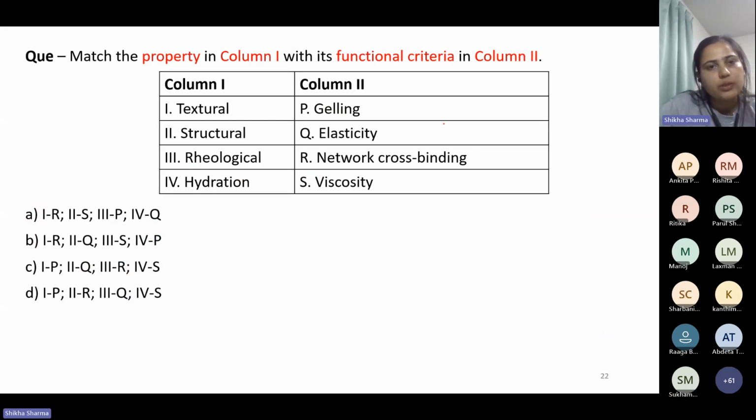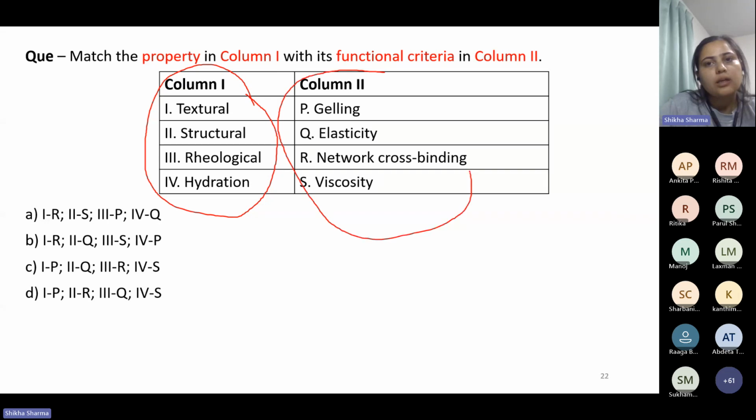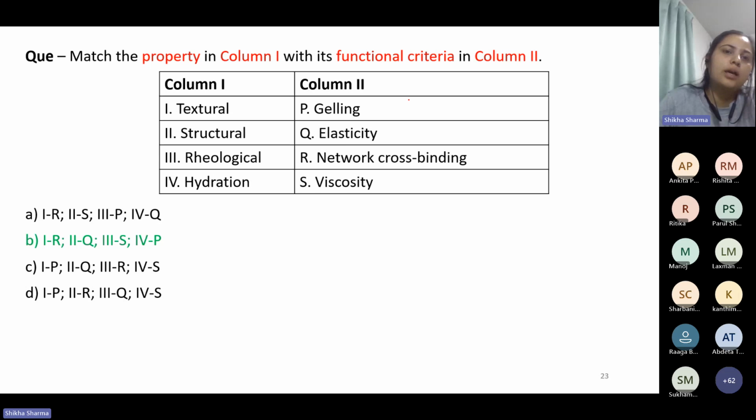So we are moving to the next question. In column 1, there are different properties like textural, structural, rheological, hydration. In the second, there are different functional criteria like gelling, elasticity, network cross binding, and viscosity. So the textural is because of which functional criteria? Option B is correct, which says that the textural is connected to the network cross binding, the structural is because of the elasticity, the rheological property is related to the viscosity, and the hydration is about the gelling.